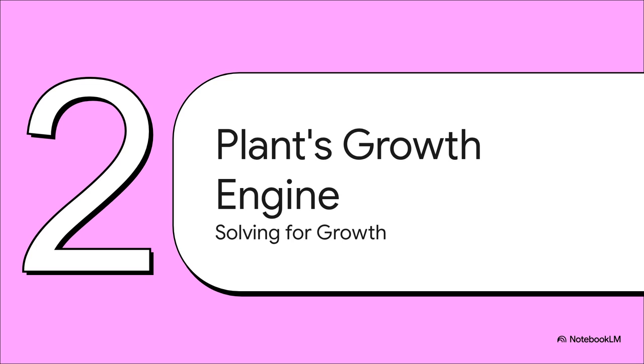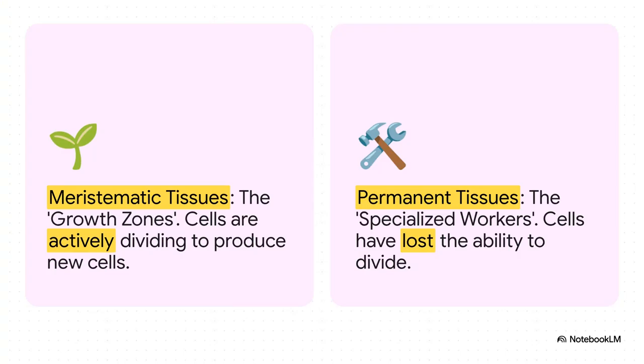Let's kick things off with plants. Now, one of their biggest challenges is that they have to keep growing, sometimes for their entire lives. How do they pull that off? Well, their secret is having two very different kinds of tissue. So plant tissues basically fall into two big buckets. On one hand, you have meristematic tissues. These are the growth zones, where cells are just dividing like crazy to make new parts. Then, once those new cells grow up a bit, they become permanent tissues, the specialized workers that pick a career, like support or transport, and stop dividing.